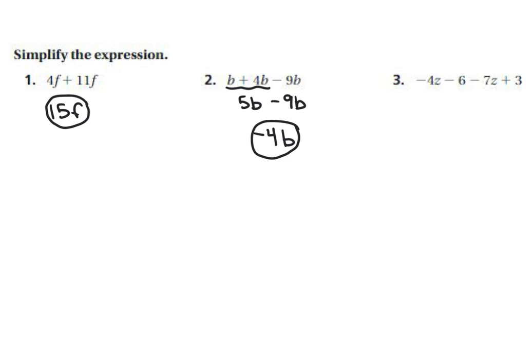And in question number 3, you do have different variables and different terms. So we have negative 4 z's, and then we have negative 7 z's. When we combine these, we do negative 4 minus 7, so that's negative 11 z's. And then we have negative 6 plus 3, so that would be minus 3.